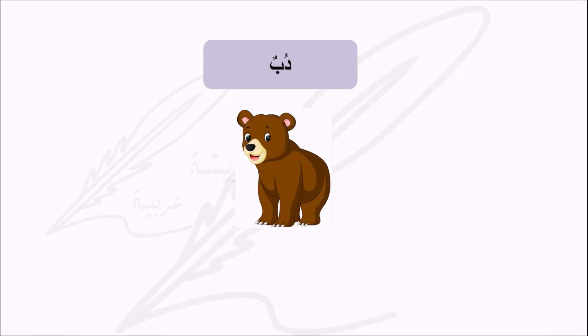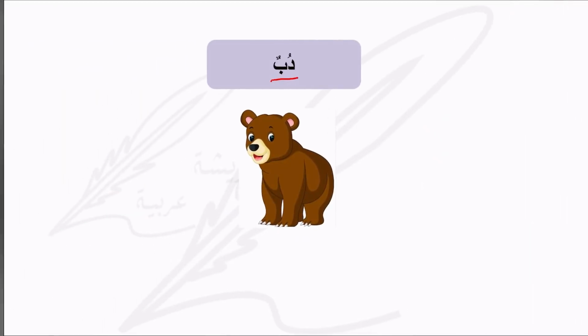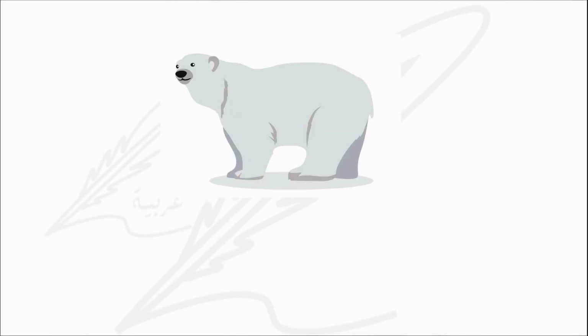How can we say bear? Bear in Arabic is دب. Okay? Repeat after me. It's easy. I'm going to write it for you. So it's dal ba. دب. So it's easy, right? Good job.